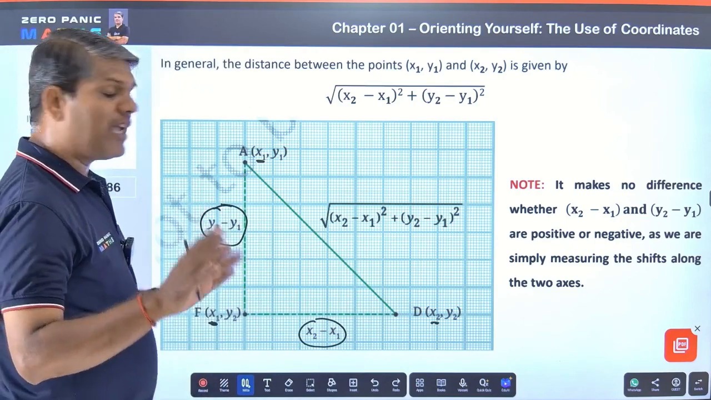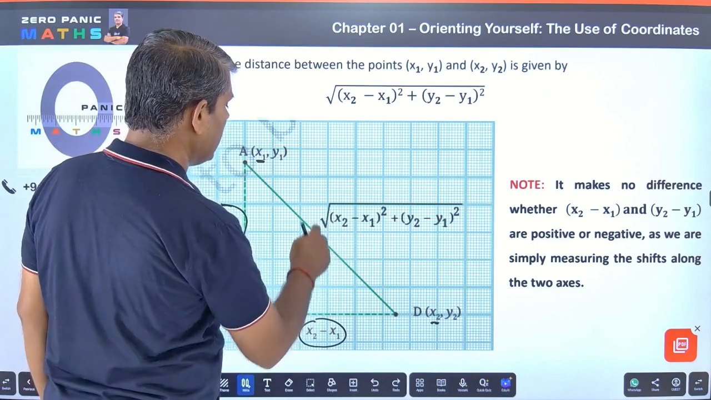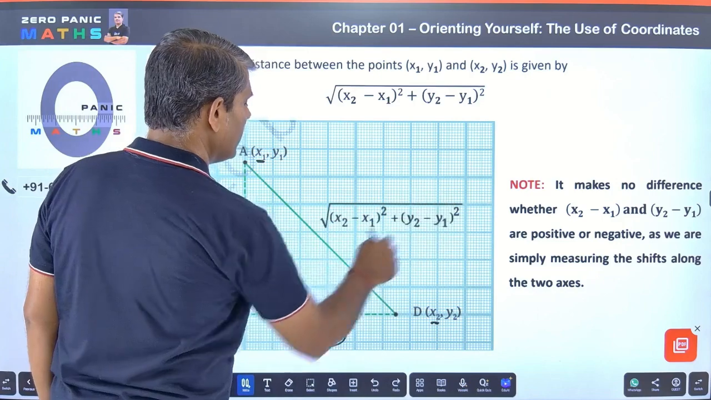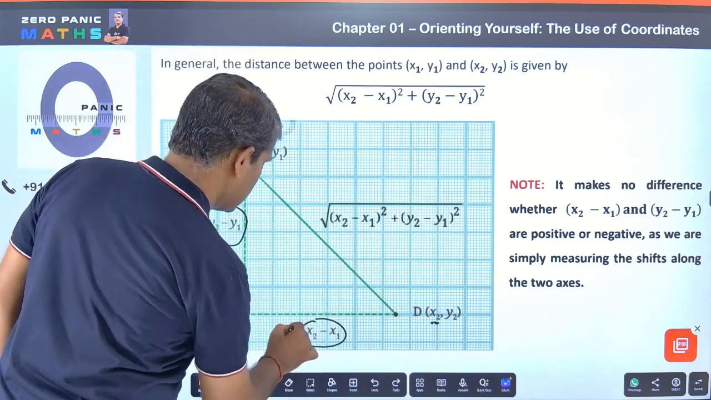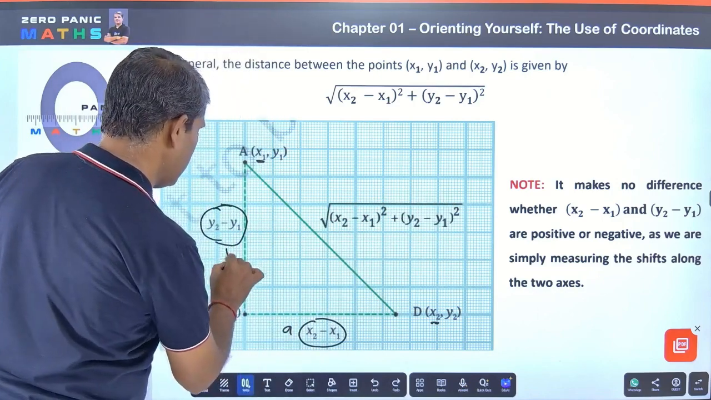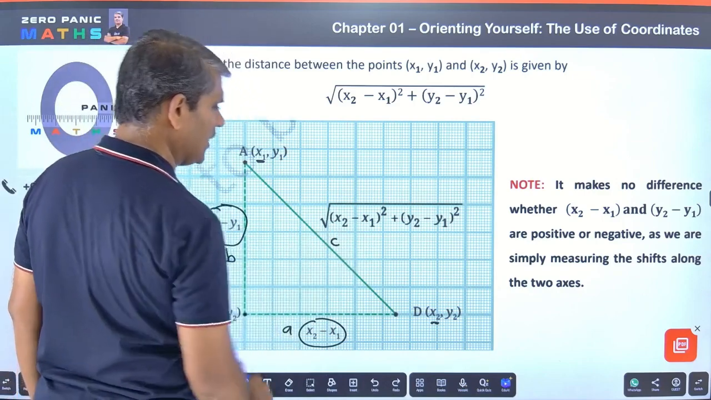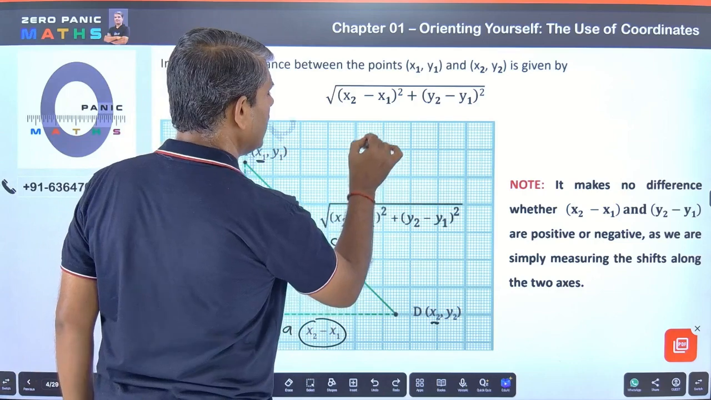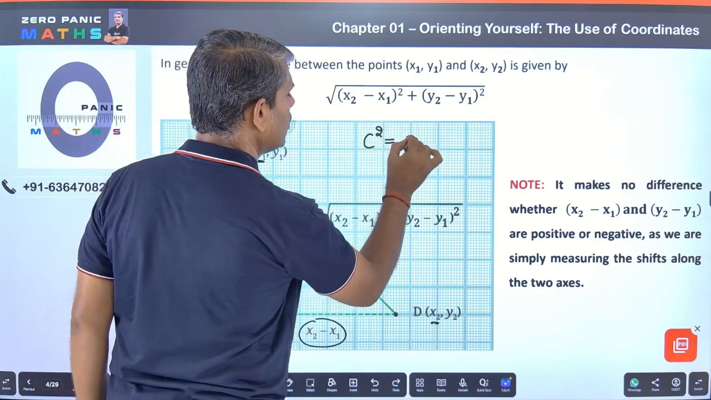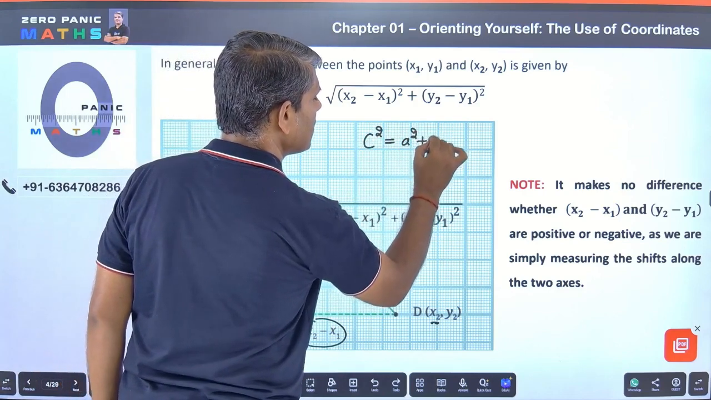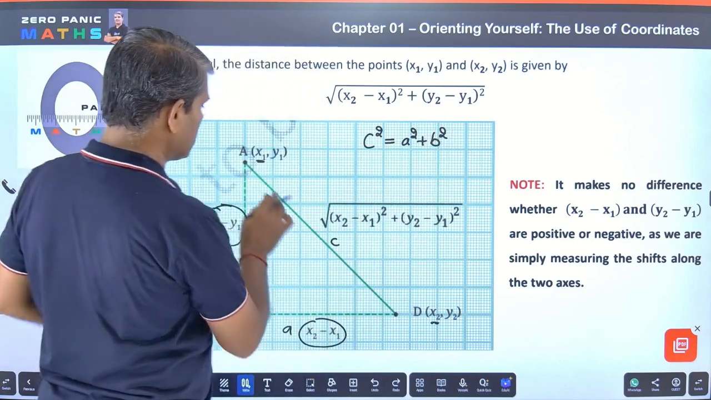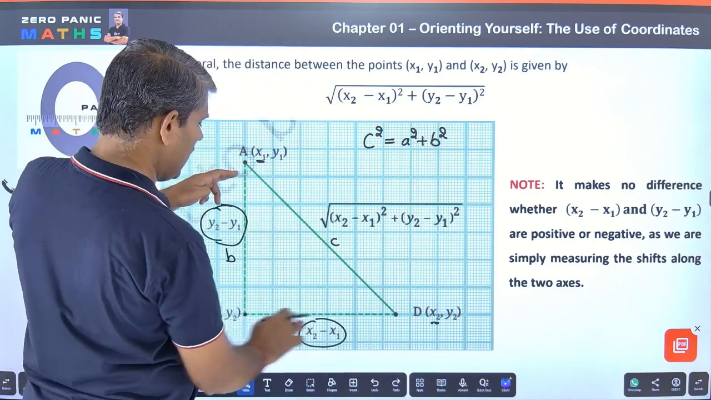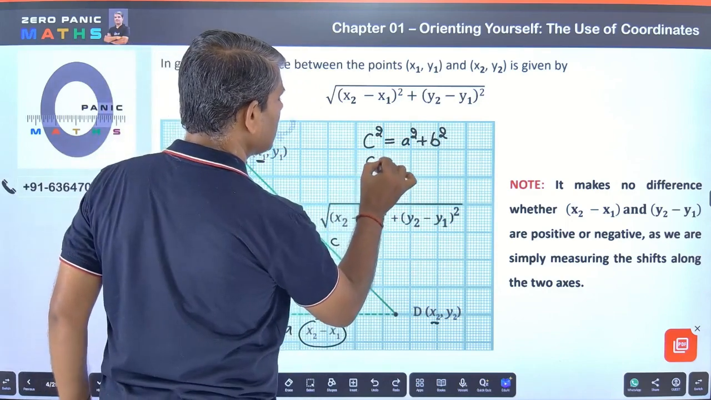So now by applying the Pythagoras theorem, what it will be is the square root of this. Suppose this is a and this is b and this is c. So what will be the Pythagoras theorem? It will be c square is equal to a square plus b square, right? This is the Pythagoras theorem. Suppose this is c, this is b, and this is a, and in that case, what is c?